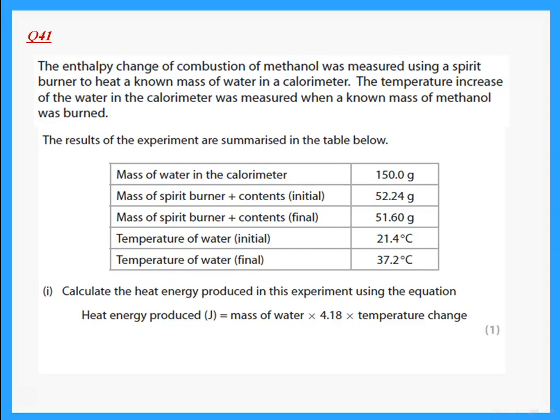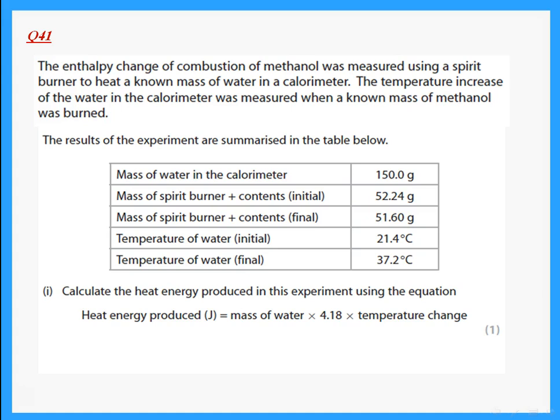Enthalpy change of combustion of methanol was measured using a spirit burner to heat a known mass of water. The temperature increase of the water in the calorimeter was measured when a known mass of methanol was burnt. So he has the mass of water, and then he has the mass of the spirit burner plus the contents at the beginning, and then the mass of the spirit burner plus the contents at the end, the initial temperature of water and the final temperature of water.